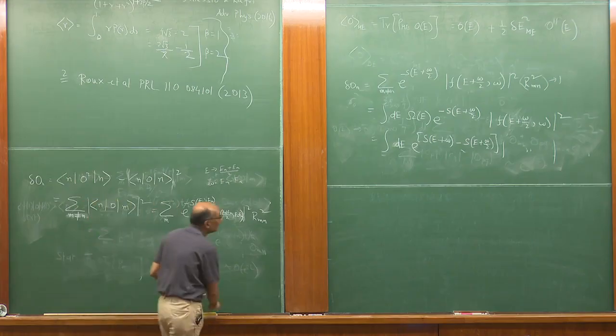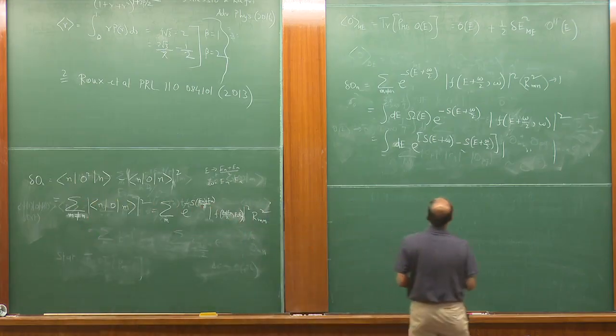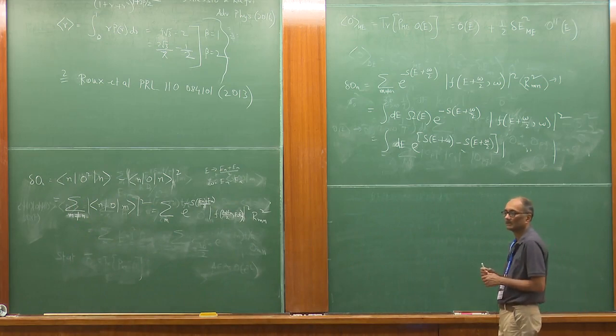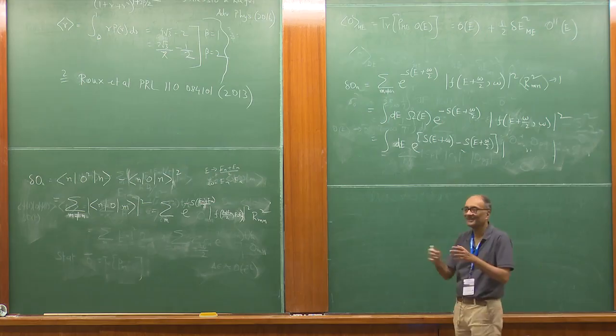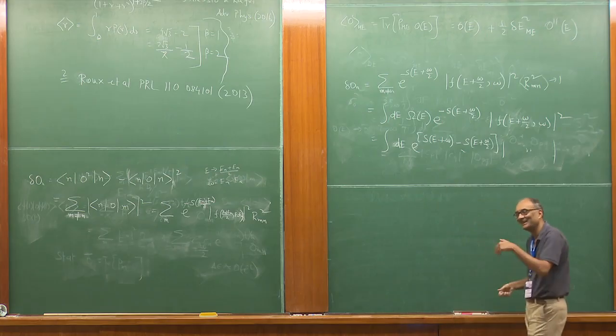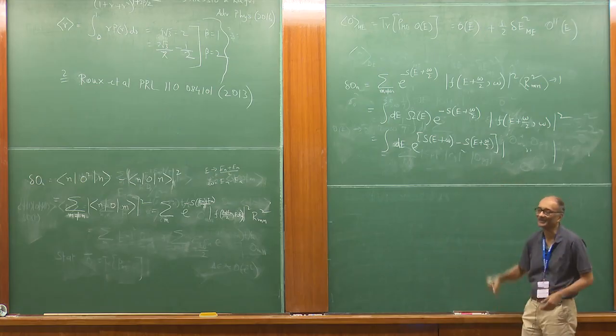I'm sorry? Omega E, you are writing as e power s e plus omega? Yeah. No. Omega is a density of states. There is a large number of it. It has to be exponential. See, this had a minus, not the other one.